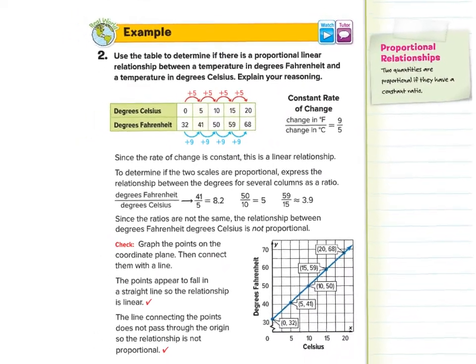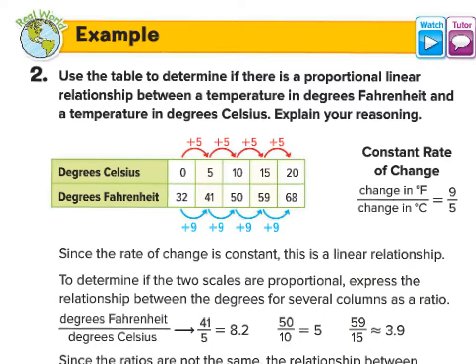I'll just zoom in a little bit more. So now here we have another table. Let's use the table to determine if there is a proportional linear relationship between a temperature in degrees Fahrenheit and a temperature in degrees Celsius. Explain your reasoning. So we have Celsius, which is what we use in Canada, and Fahrenheit, which is what they use in the United States.